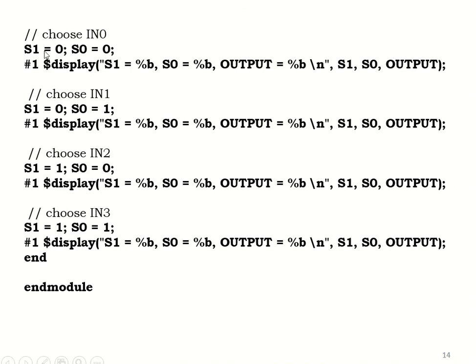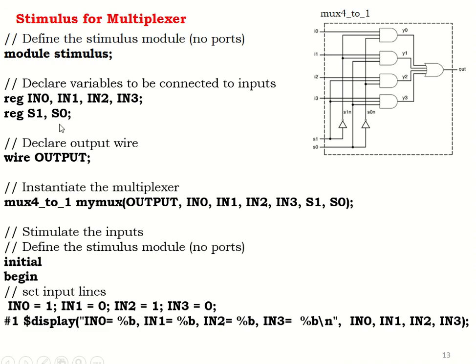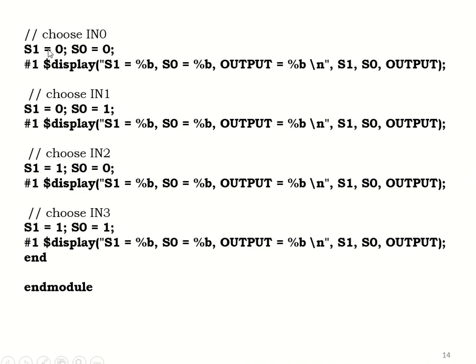Then I need to specify the values of the select lines, and here I have defined all the input lines. Input lines are 1 0 1 0. So here I am taking the select lines. When it is 0 0, what should be the output? When it is 0 1, what should be the output? Like that. So I am giving S1 as 0 and S0 as 0, and I am displaying S1, S0 as well as the output. Here you can observe S1, S0, and then output.